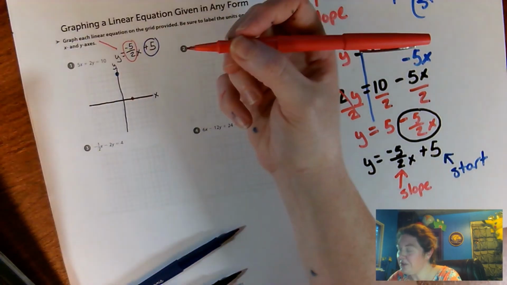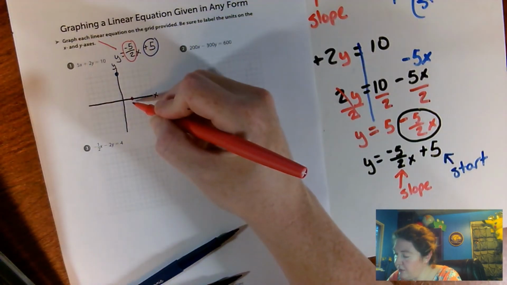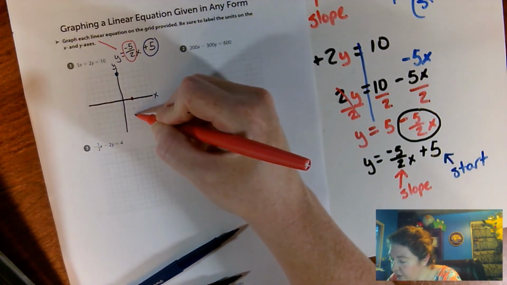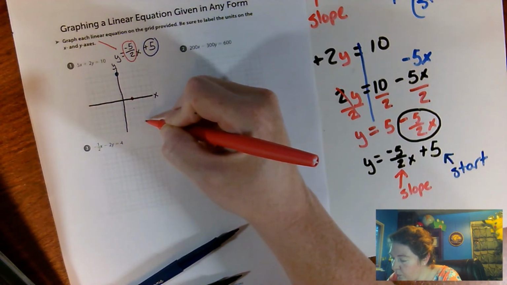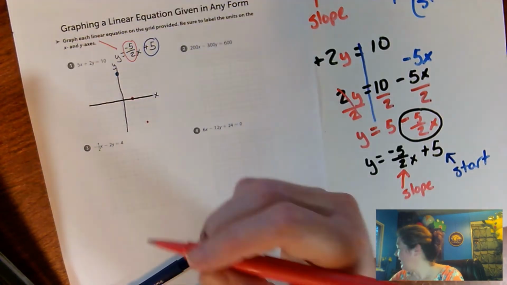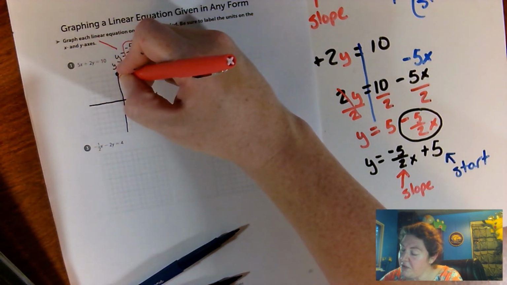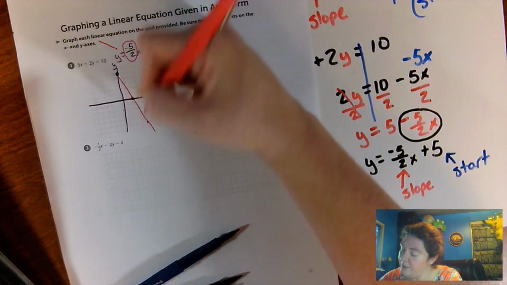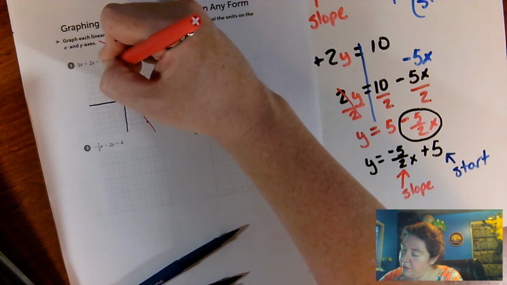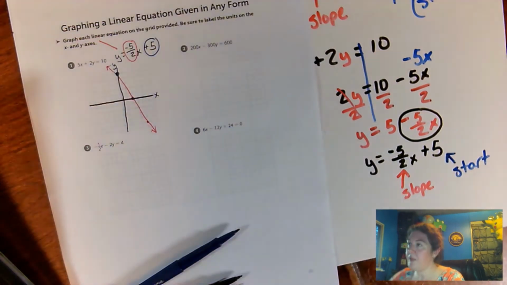Just to make it a little easier for me to graph, I'm going to do it again. 1, 2, 3, 4, 5. 1, 2. And you know what? It'd probably be better if I had a ruler to make my line straight, but oh, that's painful. We're going to do it anyway. There we go. There's my line.